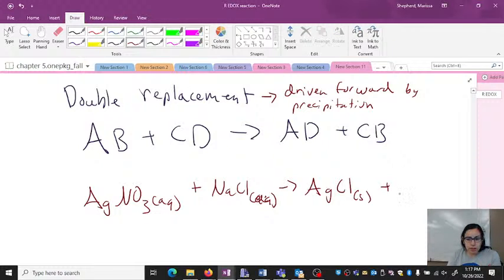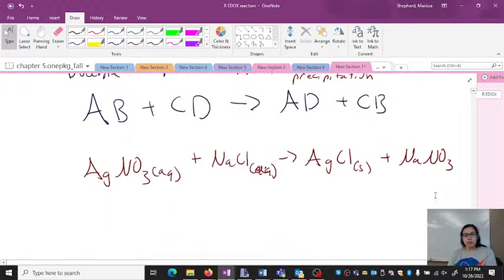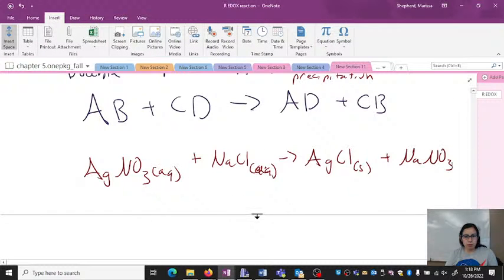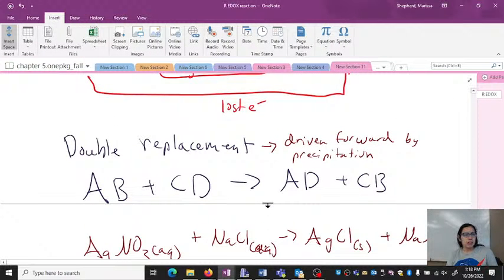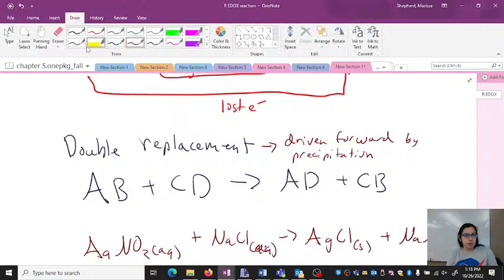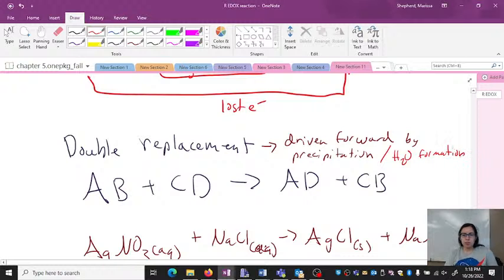And then our other product, sodium nitrate. I think we might touch on this more later, but just giving you a preview of what drives this forward. The other thing that drives this forward is also water formation. So if you form water in some sort of neutralization, that can also drive your reaction forward.